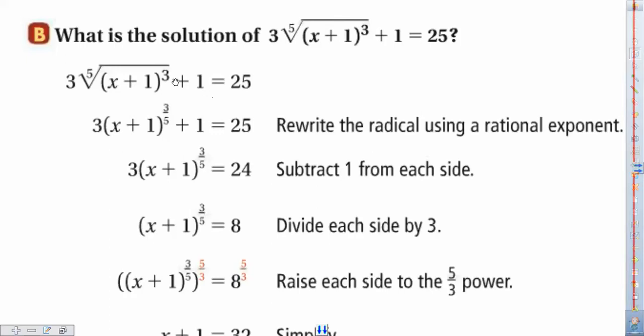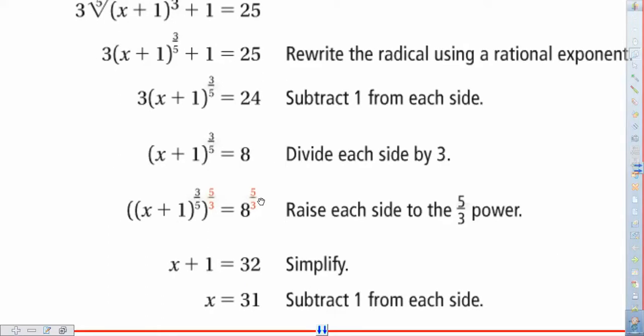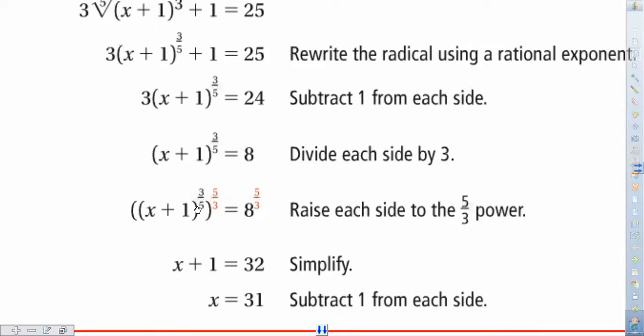And actually, the first thing they did is they rewrote that 5th root of x plus 1 to the 3rd, probably just to make it a little bit easier to read, which I agree with them. I like that move. Remember, roots are underground, so that 5 needs to be in the denominator, and that 3 goes up there. Then, and only then, did they start to isolate that x plus 1 to the 3/5 power by subtracting the 1, ba-boom, dividing by 3, ba-boom, and there's that predictable 8. And now they raised it to the reciprocal of 3/5, which is 5/3. And then do you notice here we didn't have to worry about plus minus? Here's why. Because it's a cubed root. Remember, with cubed roots, there is only one answer.